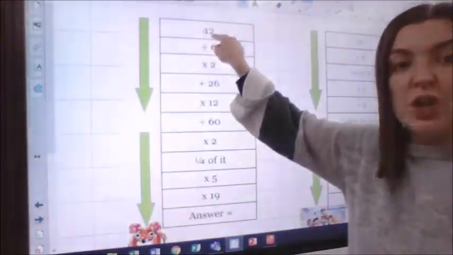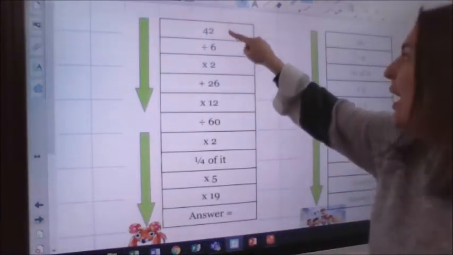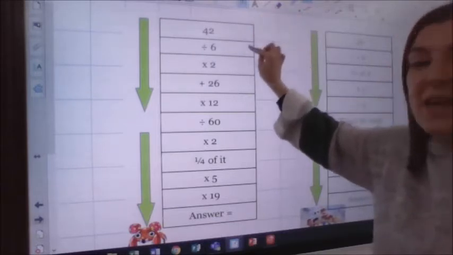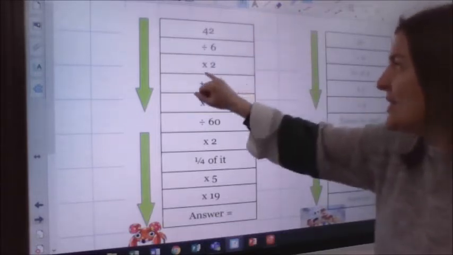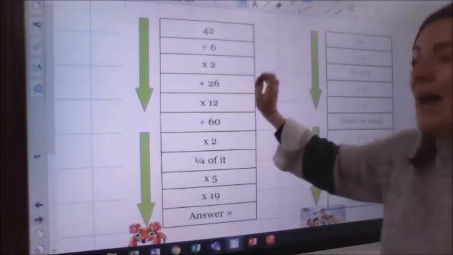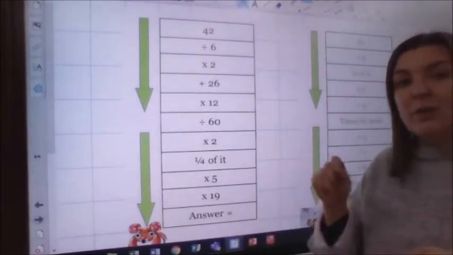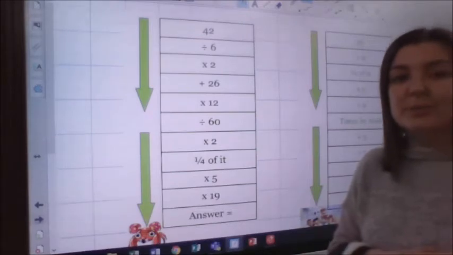So you've got a number at the top. So this number is 42, and then you've got to do all of these things. So you start with 42 and then divide by 6, that would give you 7. Then you multiply that answer by 2, add 26 to that answer, and so on. So pause the video now and have a little go at this to warm your brain up.